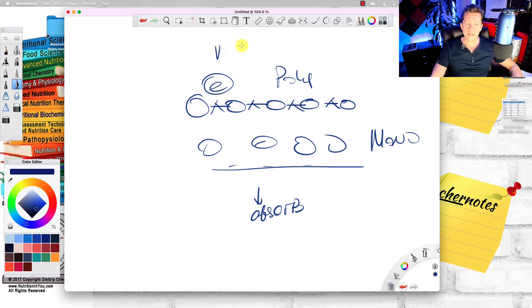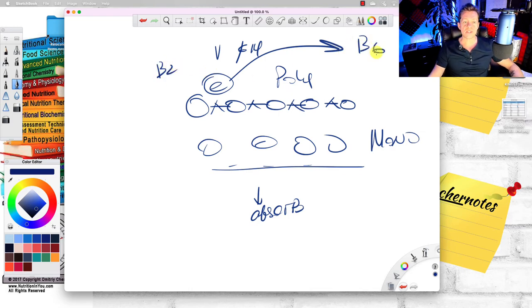Vitamins and minerals together participate in energy-yielding reactions. They help to transport this energy somewhere else. So let's say vitamin B2 can help synthesize, let's say, vitamin B6 and some other bunch of vitamins. They're like transporters. They transfer or transport energy to other pathways, to other vitamins.